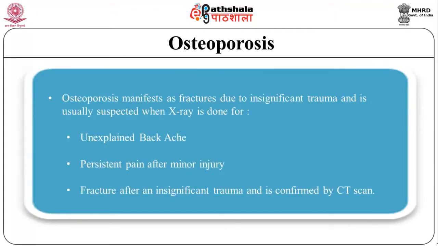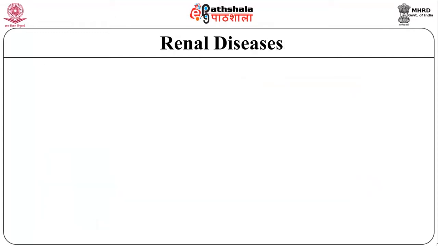Osteoporosis manifests as fracture due to insignificant trauma and is usually suspected when an X-ray is done for unexplained backache, persistent pain after a minor injury, or fracture after insignificant trauma, and is confirmed by CT scan. The other category of disease is renal diseases.